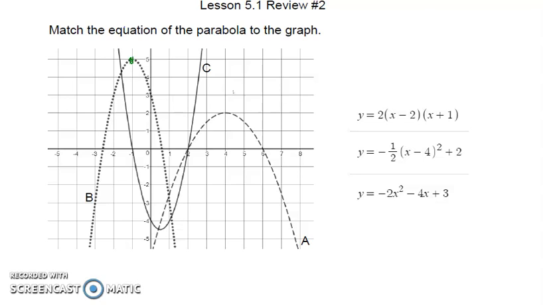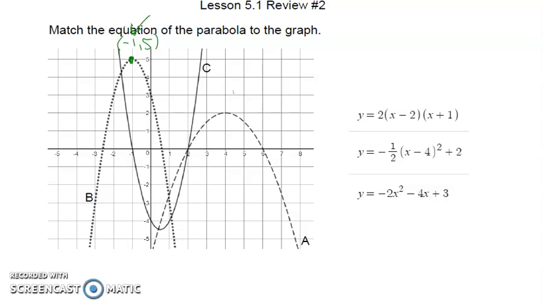B, we have a vertex at -1, 5. Because this number is negative, keep in mind when I stick that into the equation, it's going to become an addition problem because x minus -1 will actually be x plus 1. So I'm looking for an x plus 1 and a plus 5. And in the 3 equations, that doesn't exist.